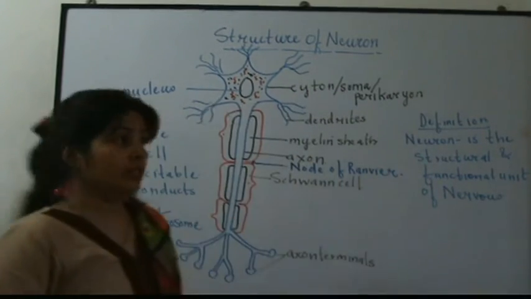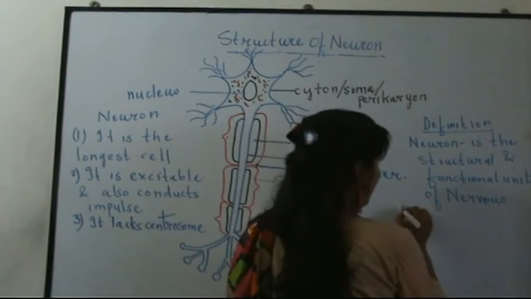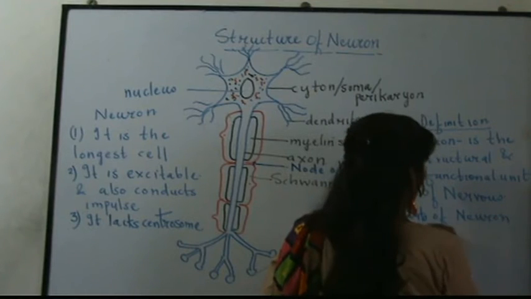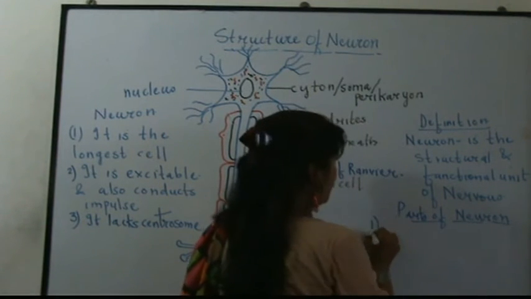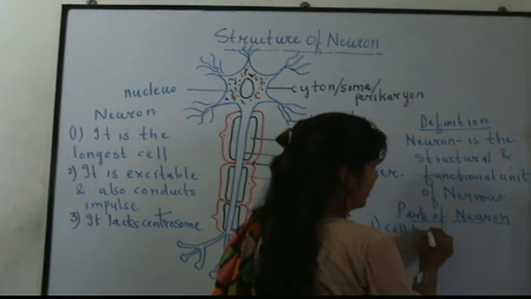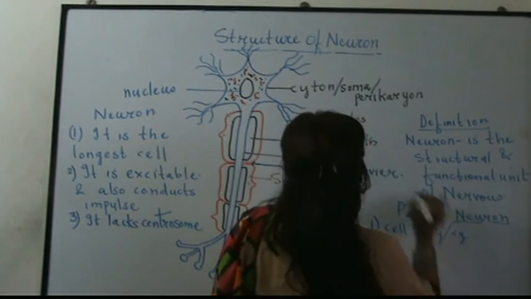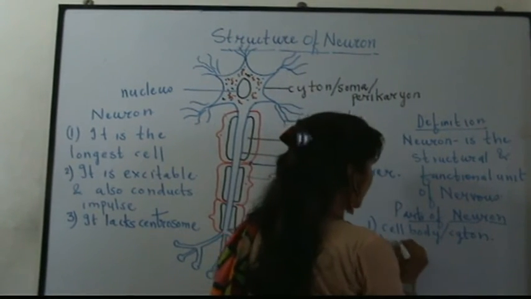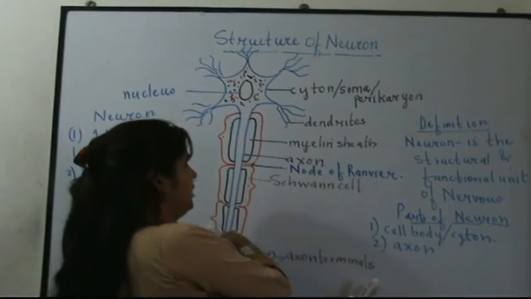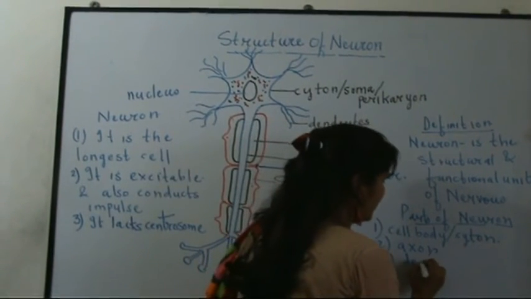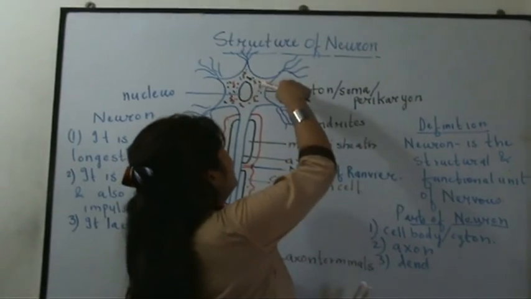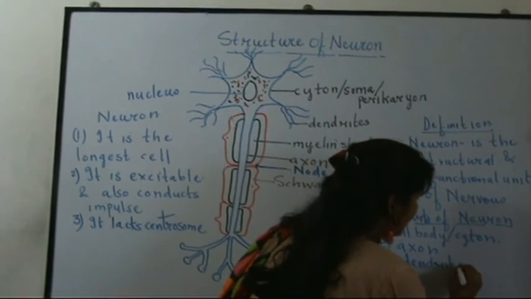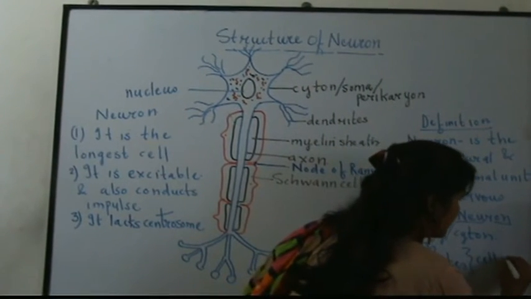So let's list out the parts of neuron. We didn't write them. The three main parts of neuron are cell body or cyton, which I have labeled somewhere. Yeah, it's over here. Then you have the axon, the single long process, which is over here, and the dendrites. Several processes. Can you see them? These several processes over here are the dendrites. So these are the cell processes.